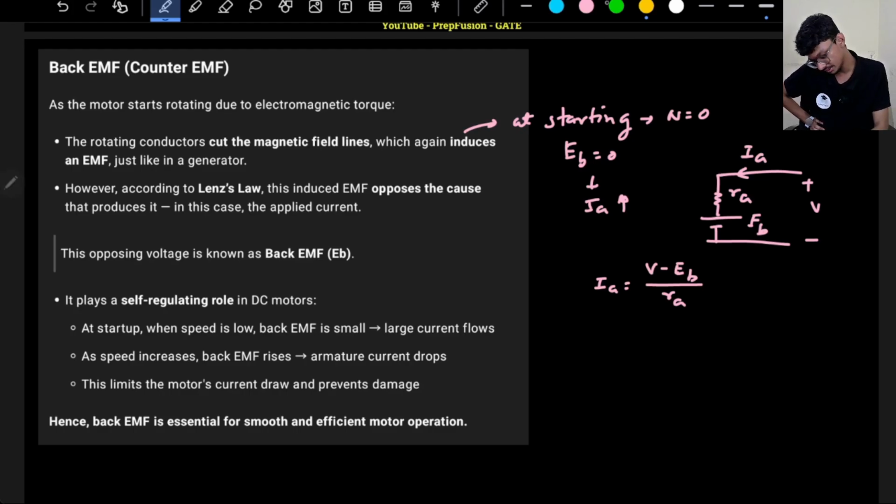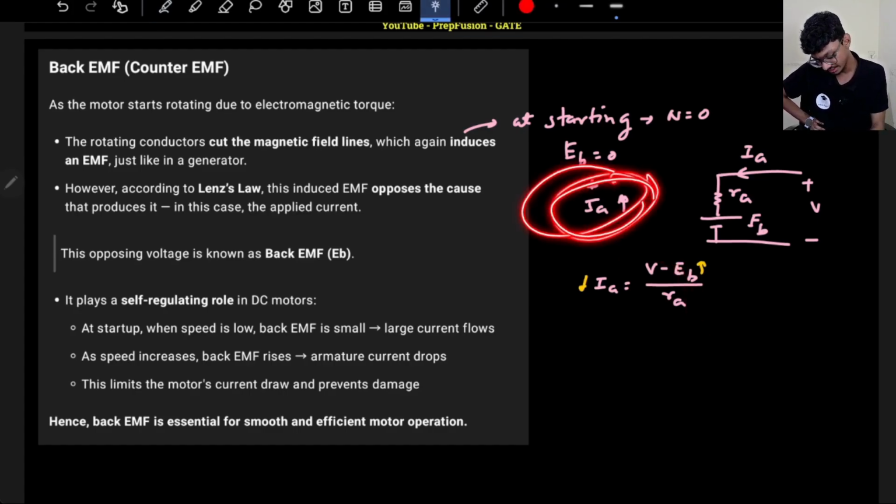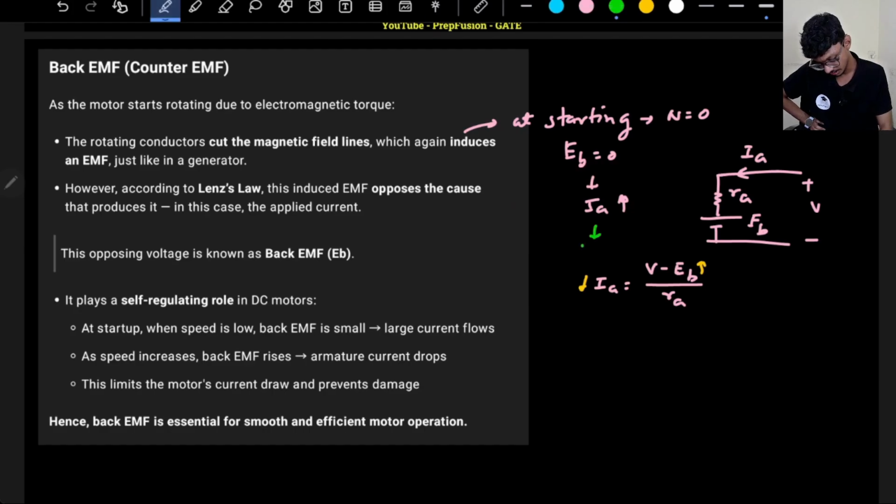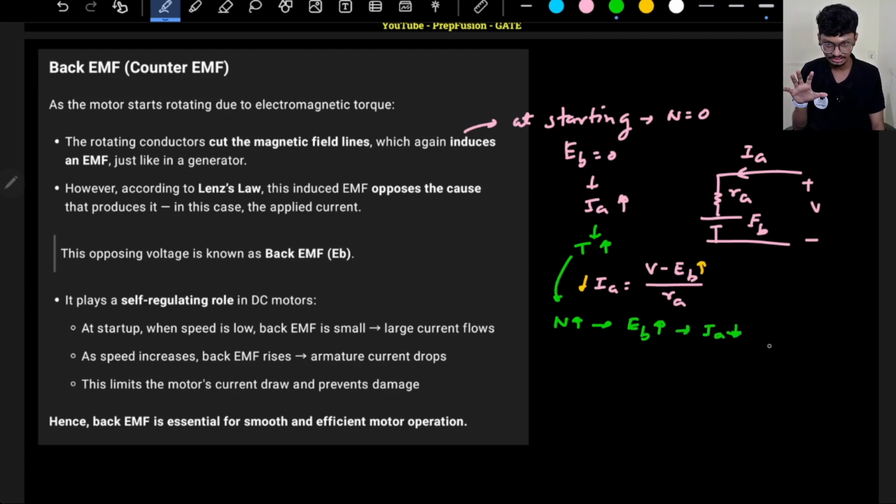So as my Eb increases, my Ia will reduce, correct, because everything else is constant. Initially Ia will be very high. If Ia is very high, the torque is very high, and if torque increases, the speed will try to increase. If speed increases, the back EMF will increase, and if back EMF increases, the current will reduce. This is a feedback loop. At a certain stage it will reach steady state where my load torque will be equal to the developed torque. Then the speed will be constant. So this is how a motor works.